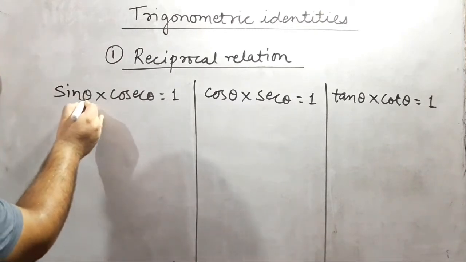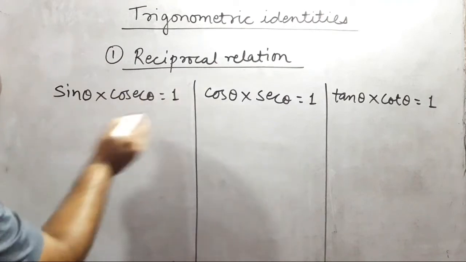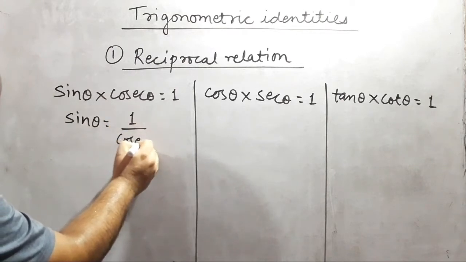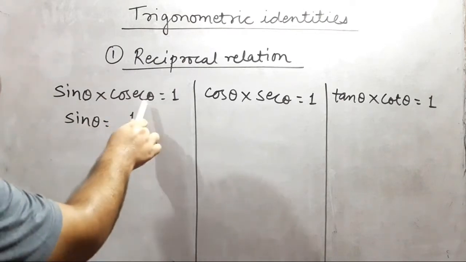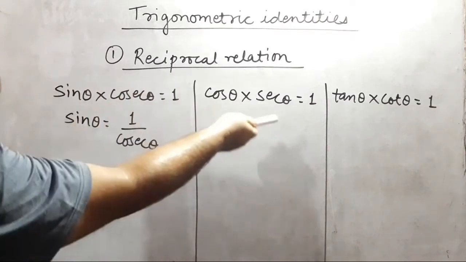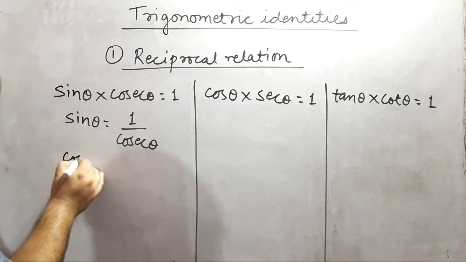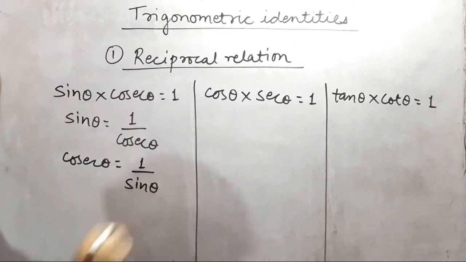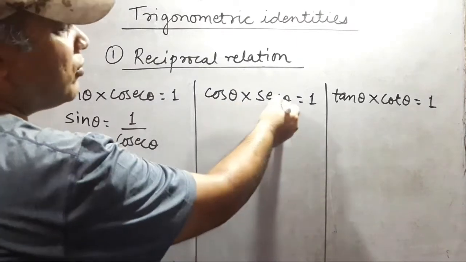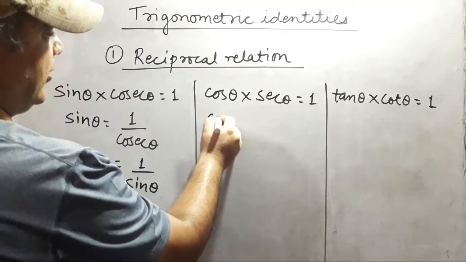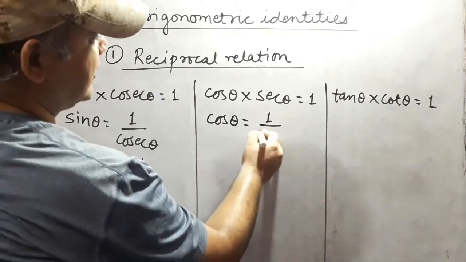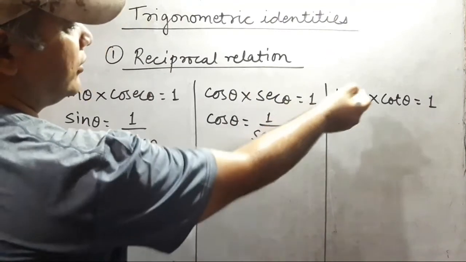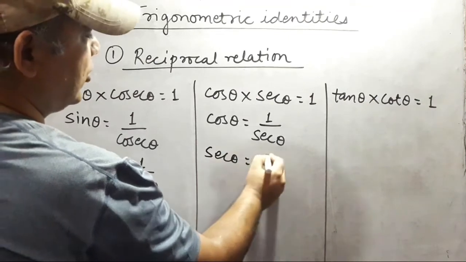Let's see. If sin theta sends cosec theta to the right hand side, then it becomes sin theta equal to 1 by cosec theta. In the same way, if cosec theta sends sin theta to the right hand side, then it becomes cosec theta equal to 1 by sin theta. Similarly, if cos theta sends sec theta to the other side, it becomes cos theta equal to 1 by sec theta. If sec theta sends cos theta to the other side, it becomes sec theta equal to 1 by cos theta.